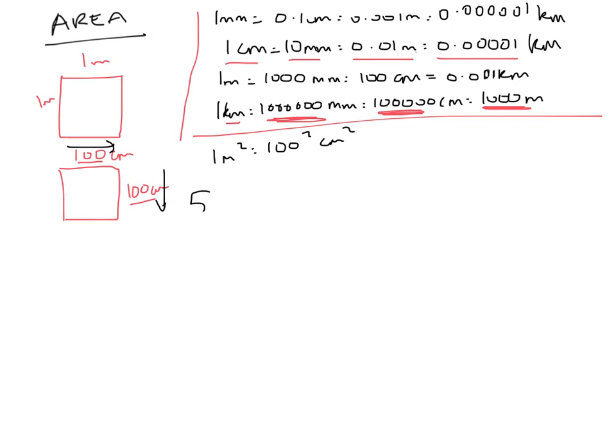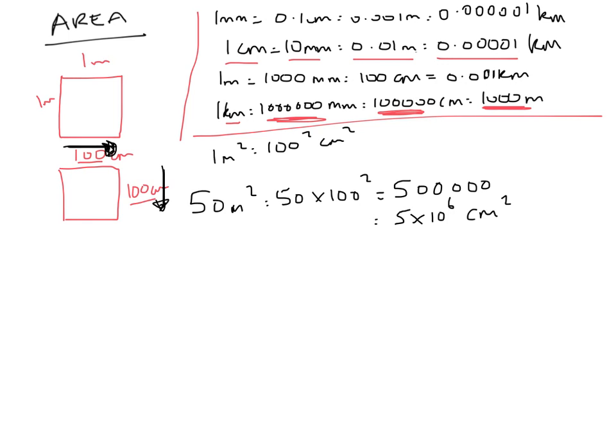So if my question was how many centimetres squared are there in 50 metres squared, I'd do 50 times 100 squared. And it's exactly the same idea as when we're scale factoring and area factoring. So of course that's 5 times 10 to the 6 centimetres squared. And we're timesing by 100 squared because the numbers are getting 100 bigger this way and 100 bigger this way.